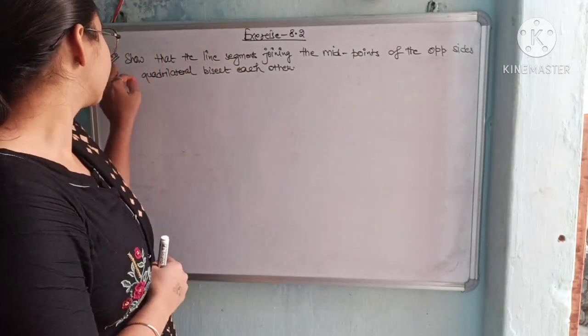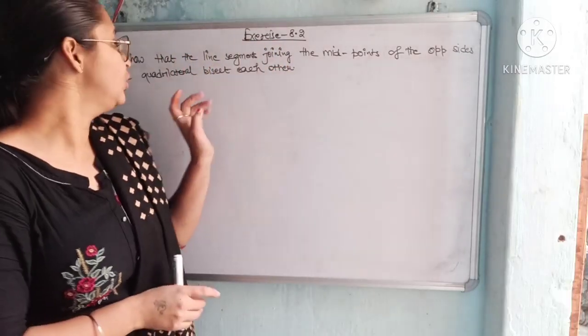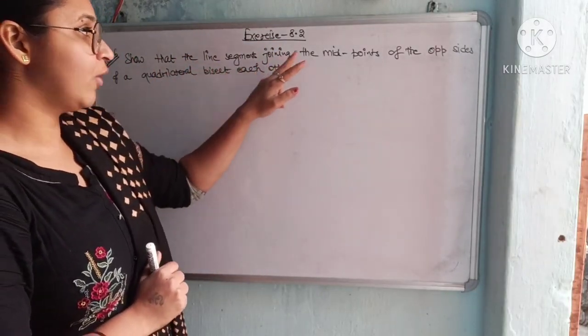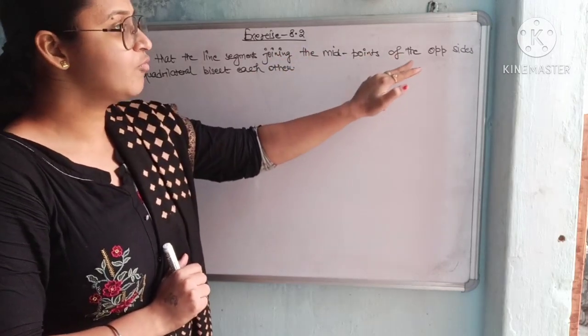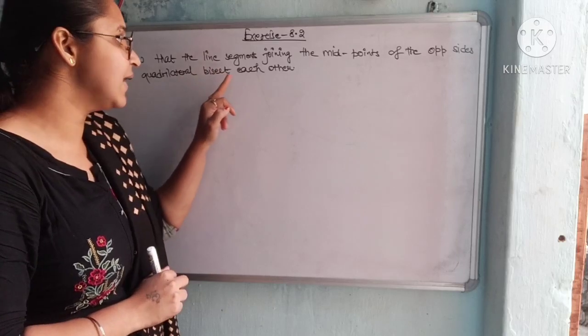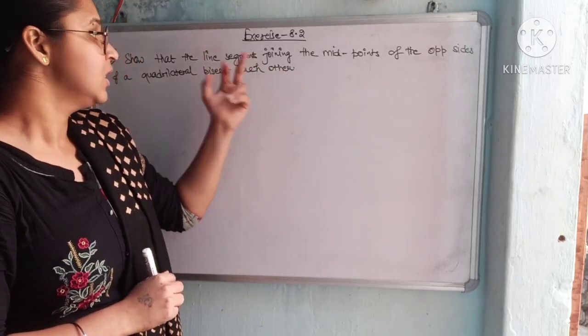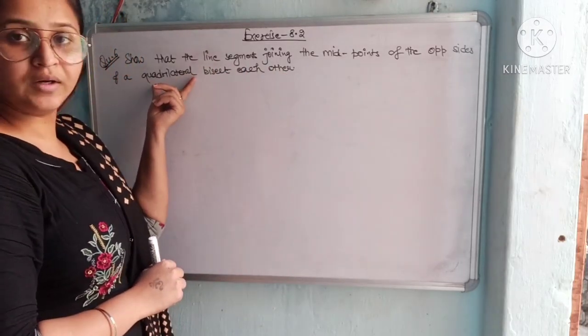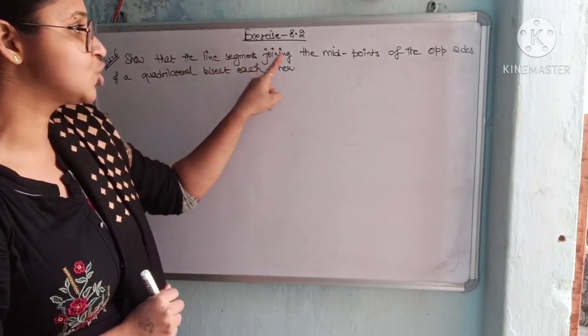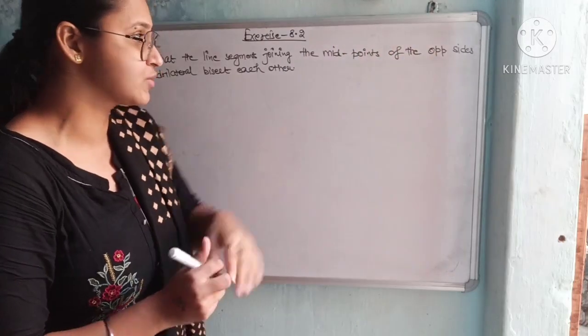So here is question 6 of exercise 8.2. It says, show that the line segments joining the midpoints of opposite sides of a quadrilateral bisect each other. It means we have a quadrilateral and we have to show that the line segments joining the midpoints of opposite sides bisect each other.